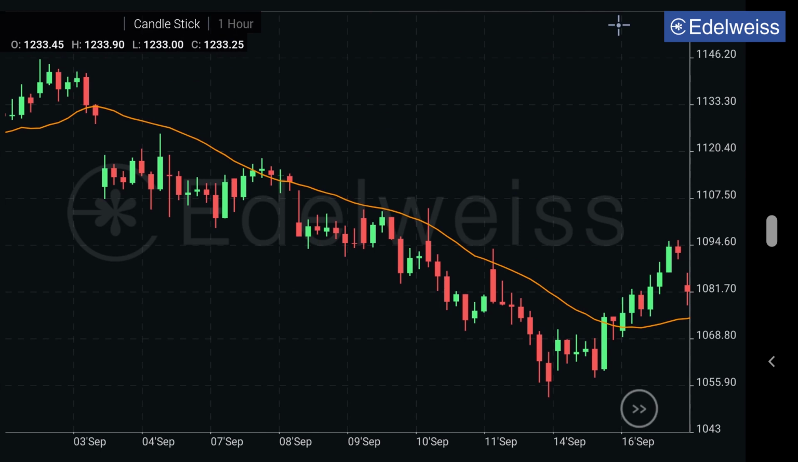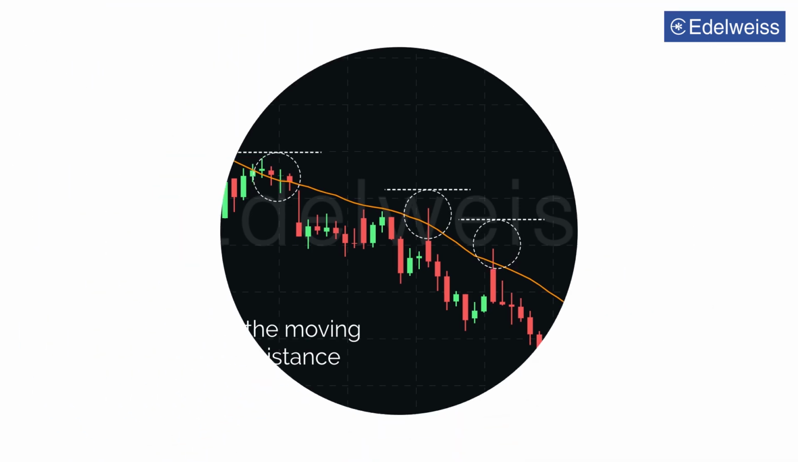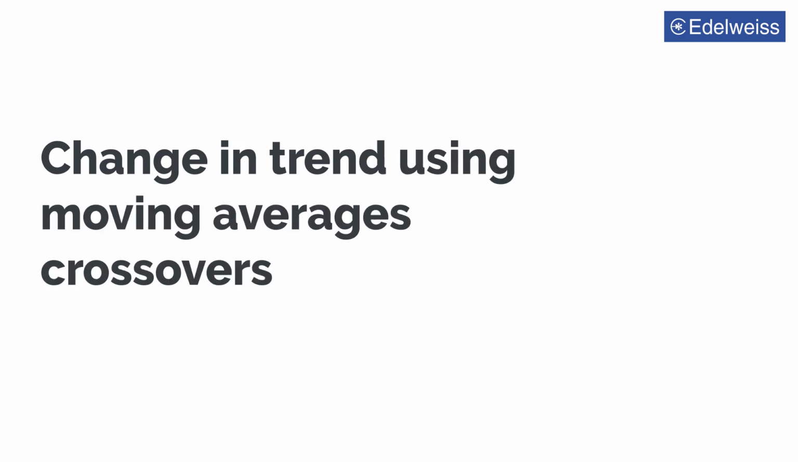And in this chart, the prices are below the moving average and act as resistance. Here, you can enter into a short position when the prices retrace back to the moving average line and set your stop loss above the moving average. Now let us see how you can determine the change in trend using moving average crossovers.